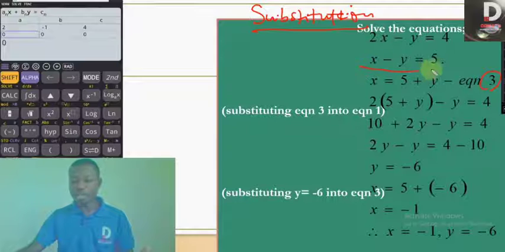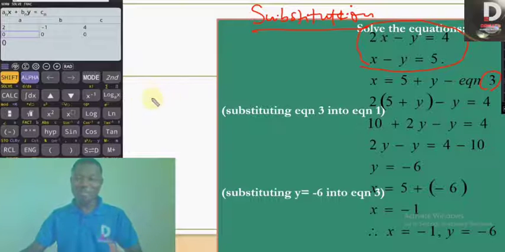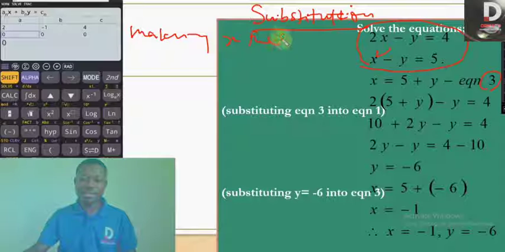So let me quickly go through this. We are solving this equation manually. So you solve with the calculator, then manually you confirm. So I'm making x the subject from here. So I'll say this is the only topic that you have to speak. Making x the subject from equation 2.